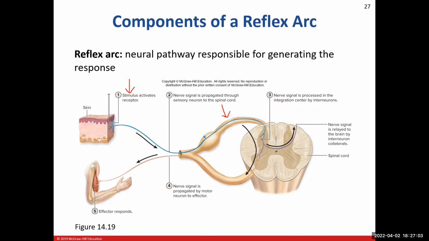And then it'll enter into the spinal cord and synapse. In this picture here, we're going to see it synapsing on an interneuron. That interneuron has a collateral, which is going to send information up to the brain. And that's usually where you'll get that conscious awareness of what just happened with the reflex. But by the time that happens, the reflex is already over. So the sensory neuron synapses here on our interneuron, not necessarily every time, but then that interneuron is going to synapse onto our motor neuron.